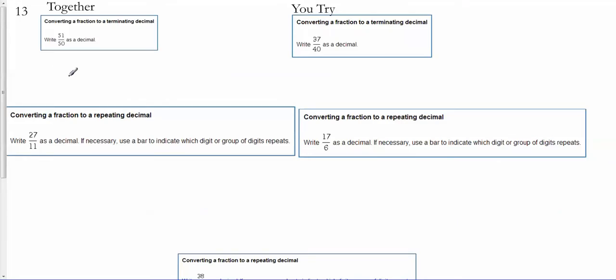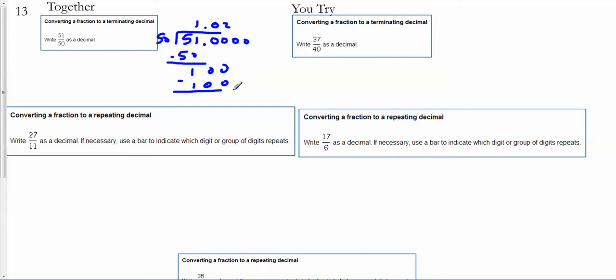So let's try another terminating decimal. 51 divided by 50. So 1, forgot my decimal point, 4 zeros. 0, bring down the 0, 2. That's it.